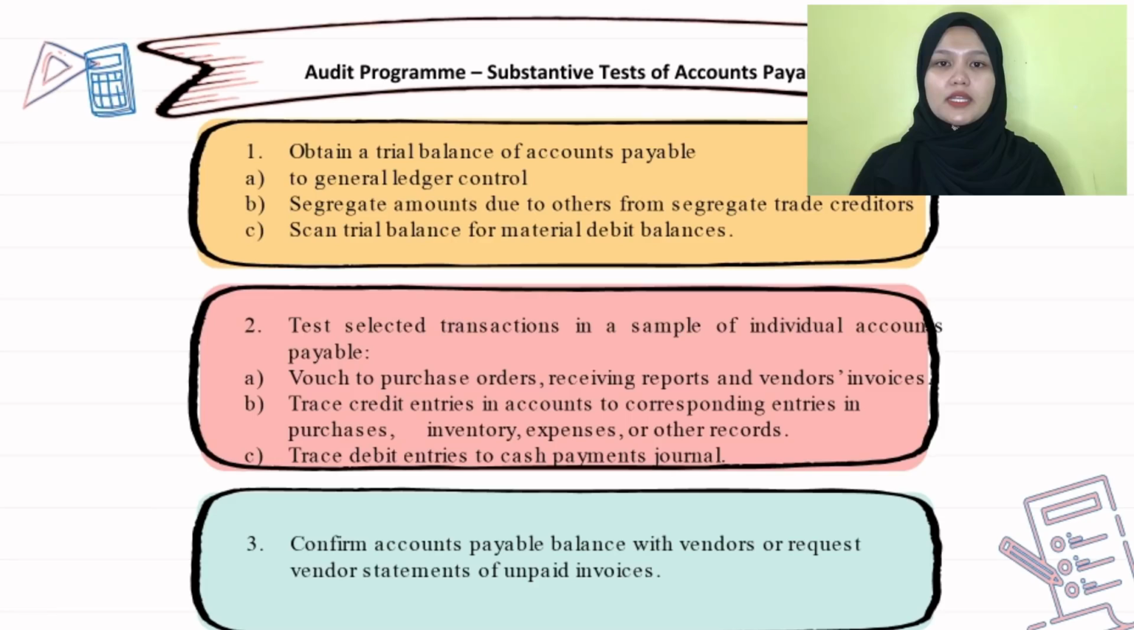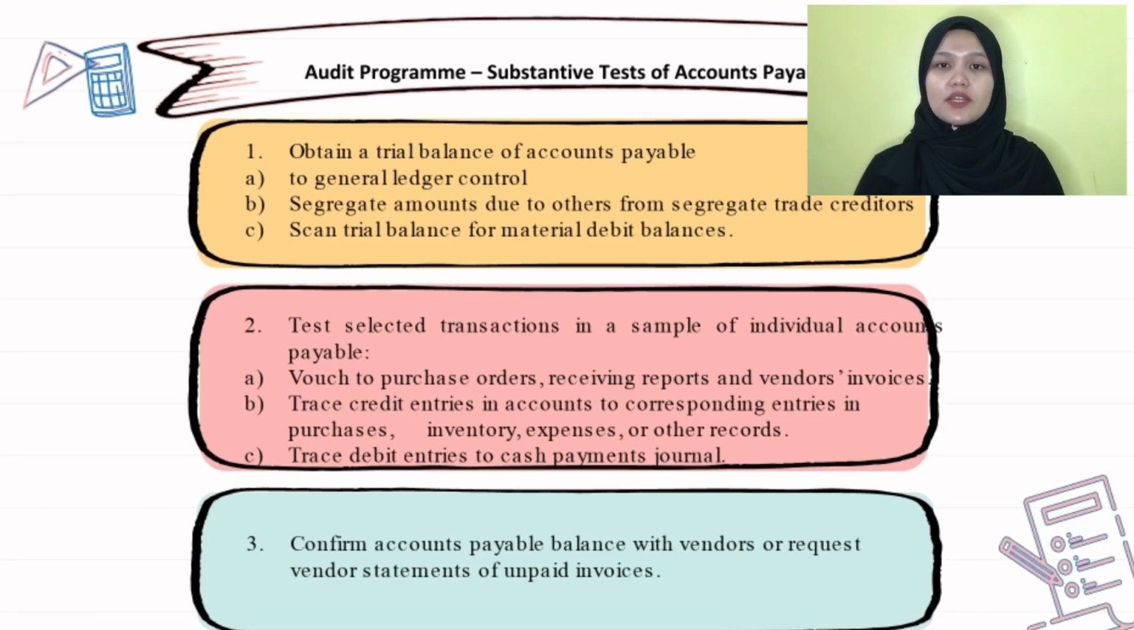Number 2 is that the auditor can select transactions in a sample of individual accounts payable. A. By vouching to purchase orders, receiving reports, and vendors' invoices. B. By tracing credit entries in accounts to corresponding entries in purchases, inventory, expenses, or other records. And C. By tracing debit entries to the cash payments journal.